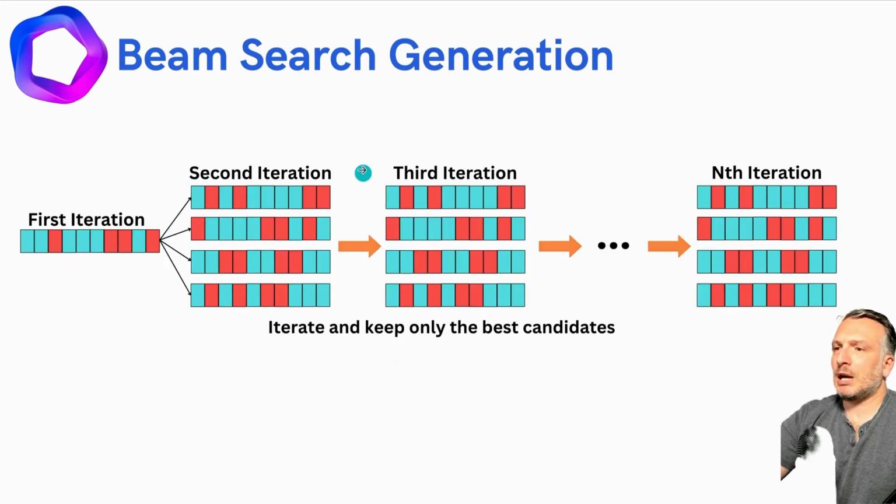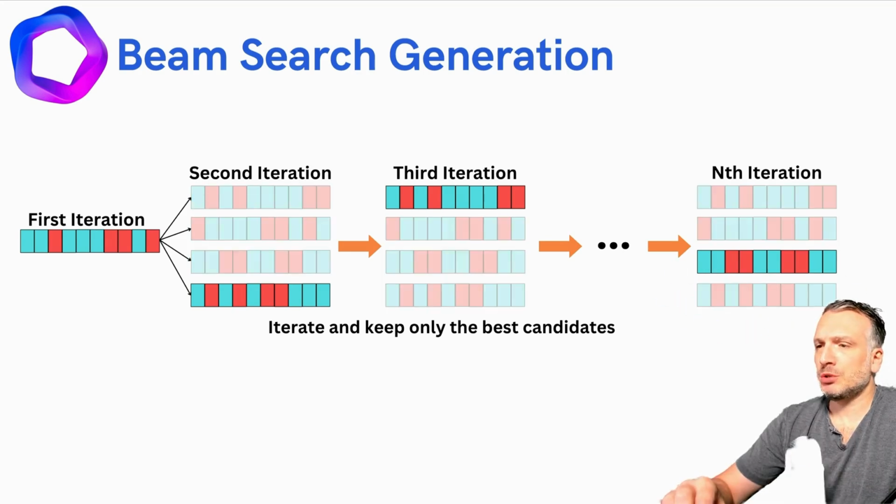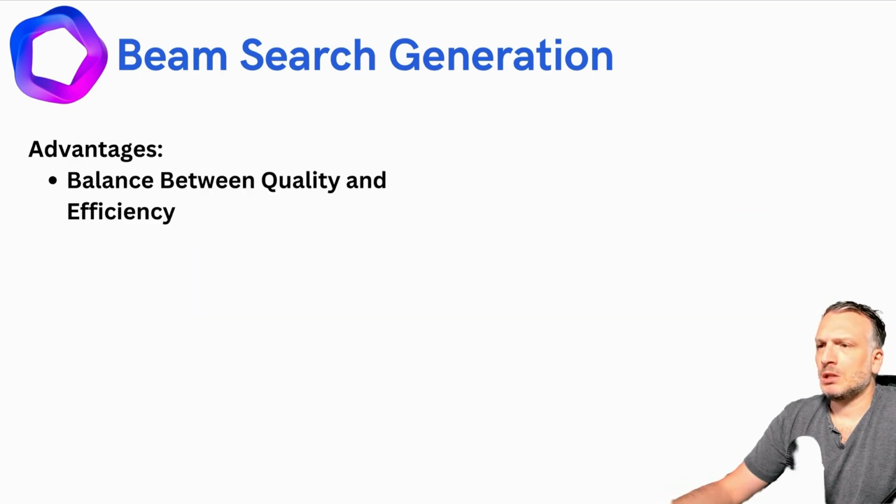And obviously, I repeat this process up to the nth iteration, and I try to find the different tokens that maximize the probability of the output sequence itself. In the end, we just choose a set of n tokens that maximize the probability of the output sequence conditioned on the specific prompt. So there are a lot of advantages to beam search.